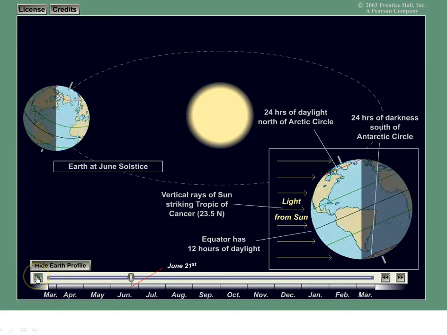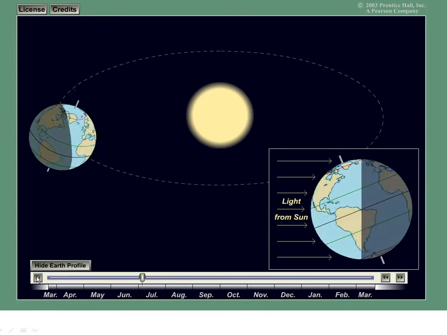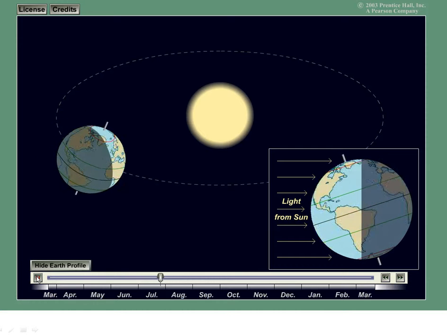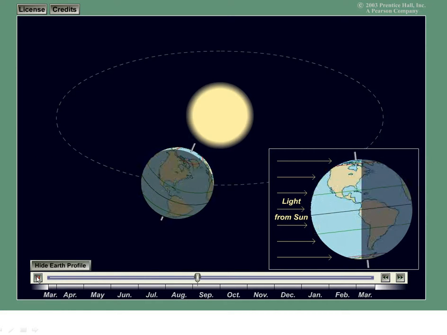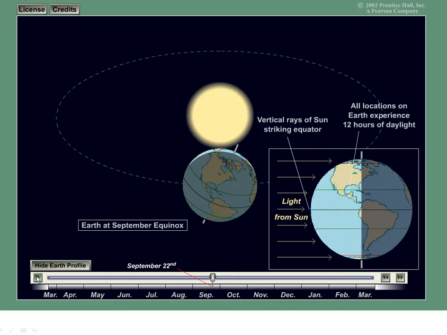As the Earth progresses in its orbit yet again, we can see it moving: June 21st, July, August, September, and we'll stop on September 22nd here. It could be the 21st, 22nd, or the 23rd. Again, the poles are not pointed towards or away from the sun, and instead we have 12 hours of daylight and 12 hours of nighttime, also known as the equinox.